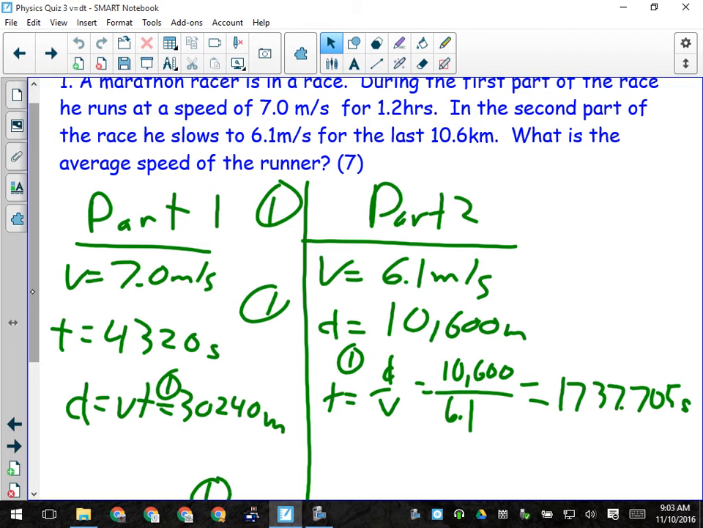Okay, their next mark is that, like you said, I don't have the distance traveled in part one, but because I have V and T, I can find it. Right, so I'm going to take D equals V times T and get 30,240 meters. Okay, so give them a mark if they had that step there.